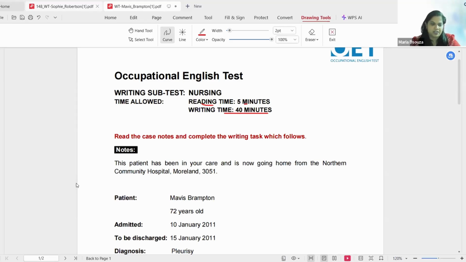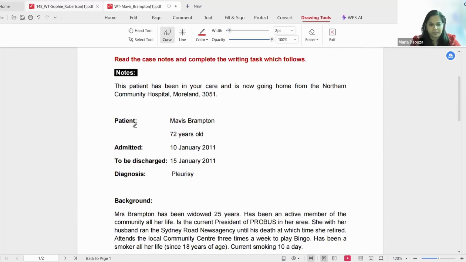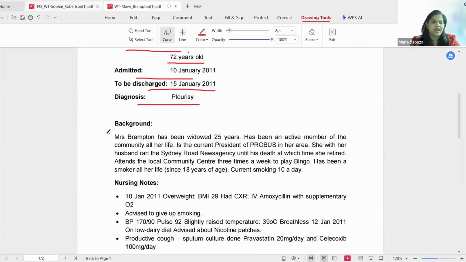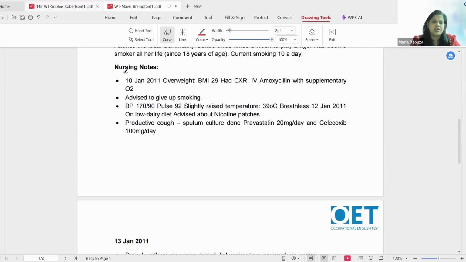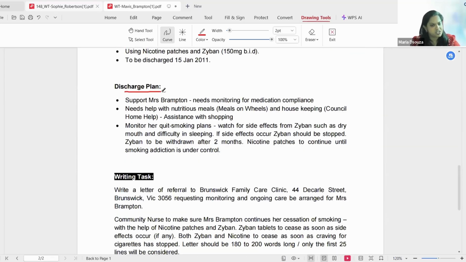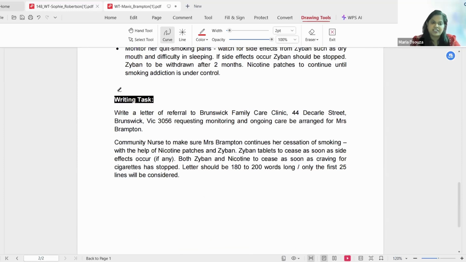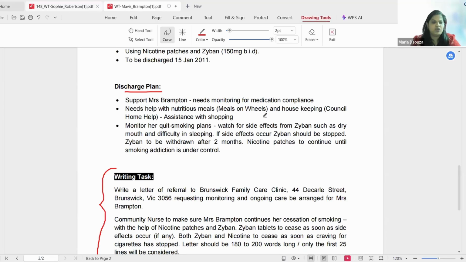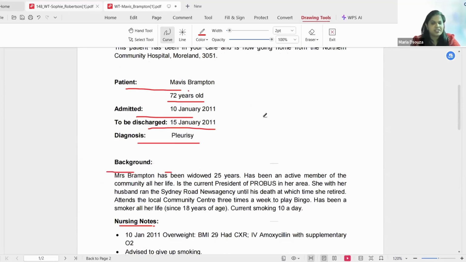So if you look at the screen here, you have the information about the patient's name, the age of the patient, when the patient was admitted, when the patient was discharged, what the diagnosis is, the background information of the patient, including the relative part and all those things, the nursing notes of the patient with different dates, and the discharge plan. This is what is called the writing task. But let's not go there yet. Now, when you look at this information, do you think this relates to your work where you write the information?